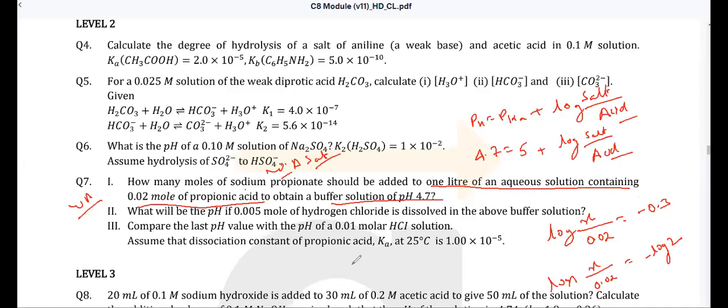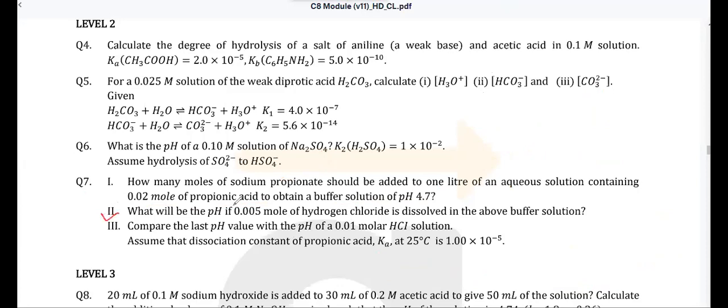So I can say that 0.02 by X is equal to 2. So X is equal to how much? 0.01. That's the answer, everyone. First one. Got it? Yes or no? Just raise your hand. Everyone got this? Okay, very good, everyone.